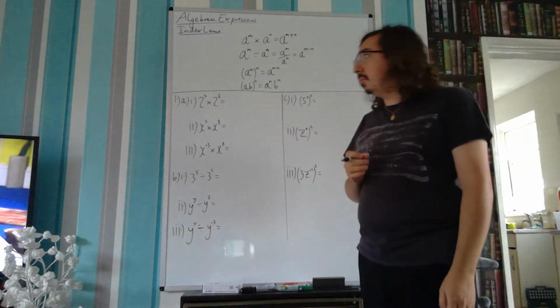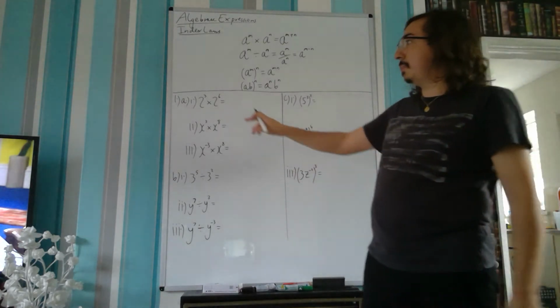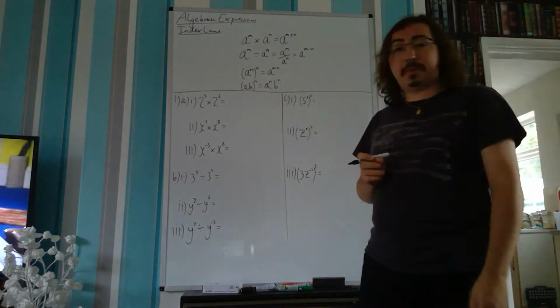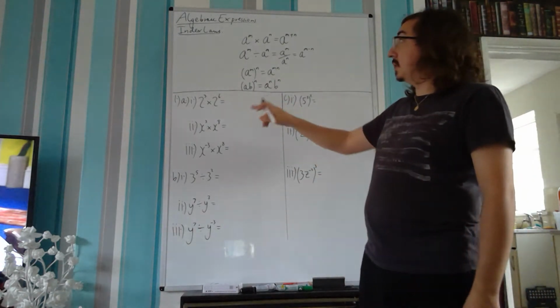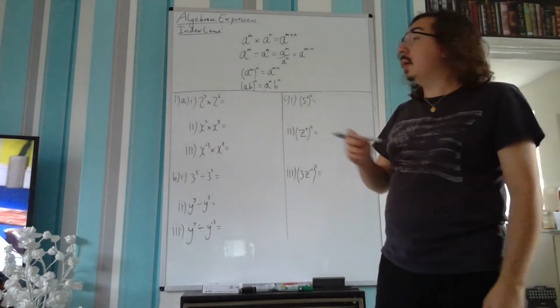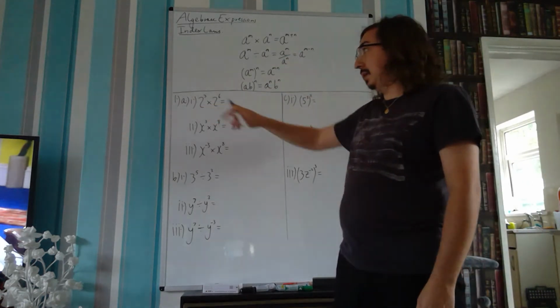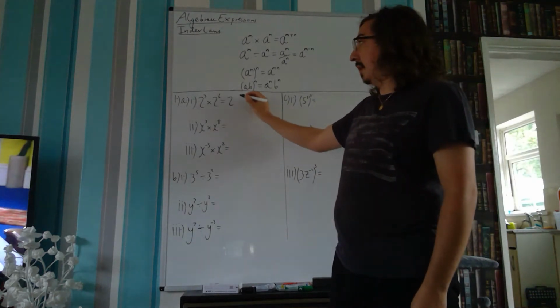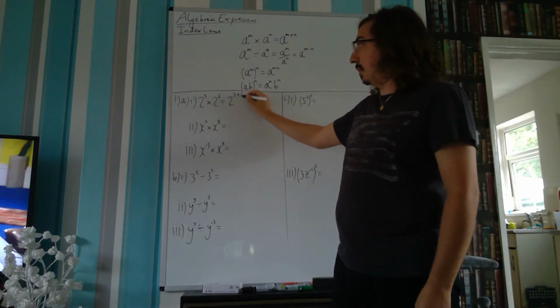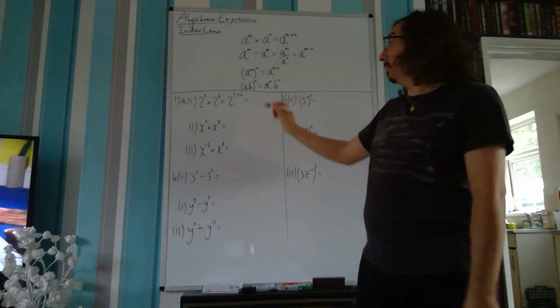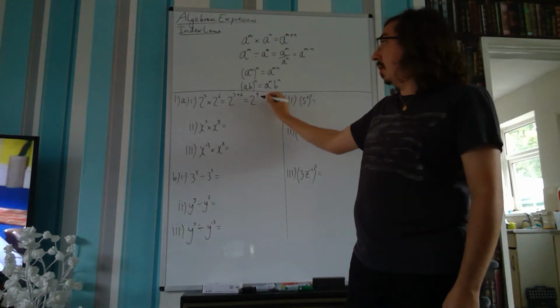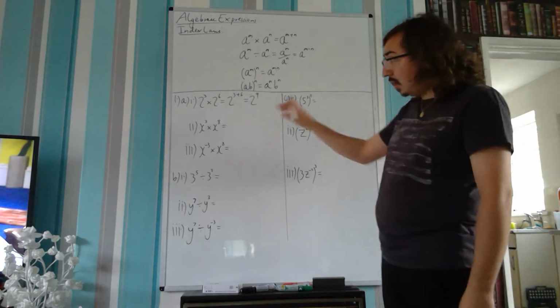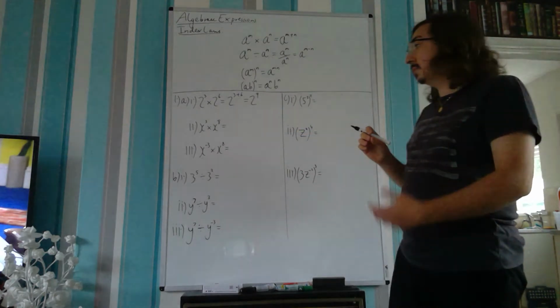Our first problem, 1a, says 2 to the power of 3 times 2 to the power of 6. So for this one, we're going to use the top rule. Because it is a multiplication and the bases here are the same, we can add the powers together, such that we have 2 to the power of 3 plus 6, which when it combines gets us 2 to the power of 9.